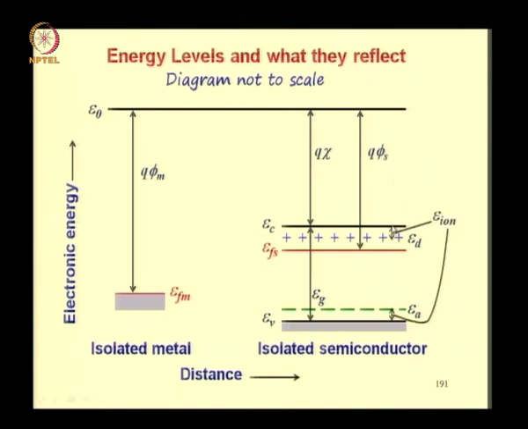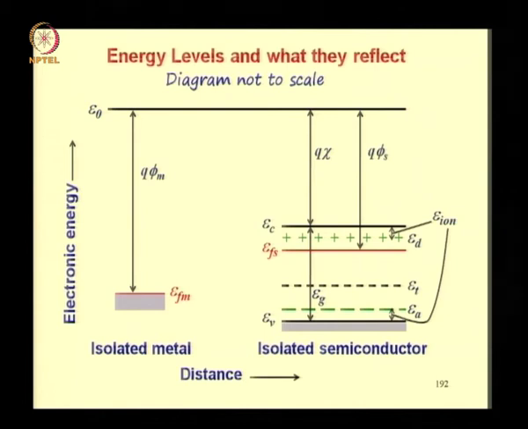Now this distance EC minus ED and EA minus EV, these distances or differences are referred to as ionization energies of the impurities, because when a donor gets ionized, it becomes positively charged, and the amount of energy required to ionize a donor is equal to this gap that is shown here. That is why this is ionization energy. Similarly, when an acceptor gets ionized, it accepts an electron from the valence band. The energy required for this process is this difference. That is why this is called ionization energy.